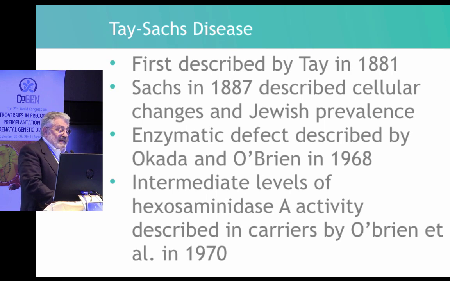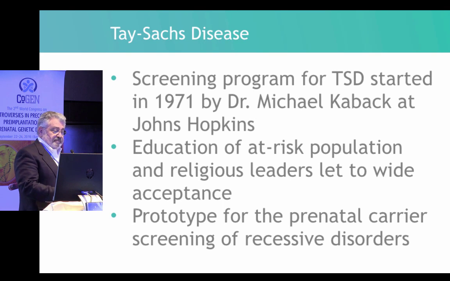The disease was first described by Tay in 1881 and Sachs in 1887. Then came the description of the enzymatic defect by Okada and O'Brien in 1968, and O'Brien reported that carriers of Tay-Sachs disease have intermediate levels of hexosaminidase A. That really made it amenable to screening. As many of you know, while some serum enzyme analysis is still being done to detect carriers, much of the diagnosis of Tay-Sachs disease carriers is moving to the NGS platform.